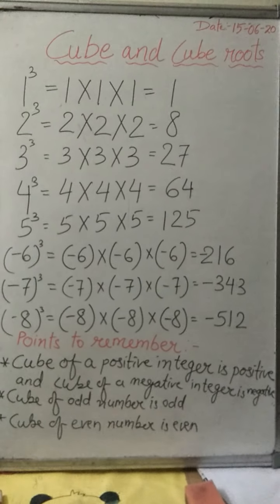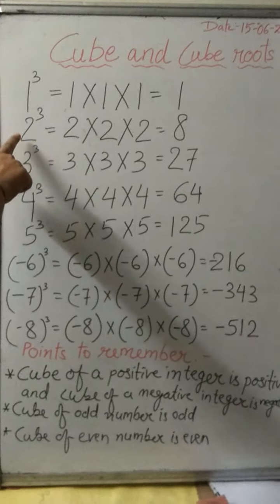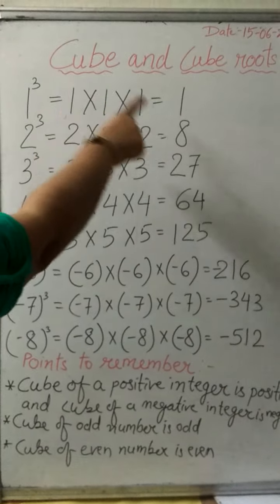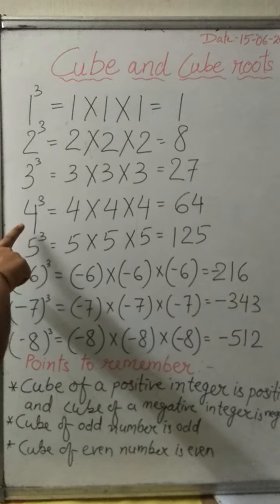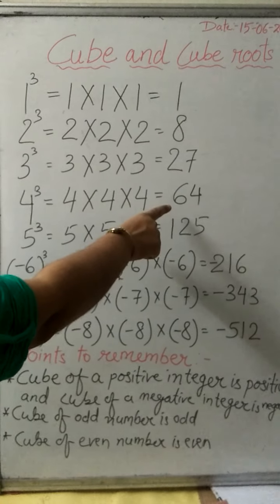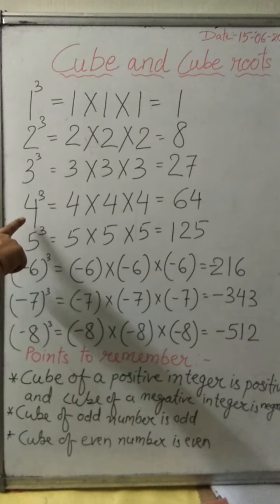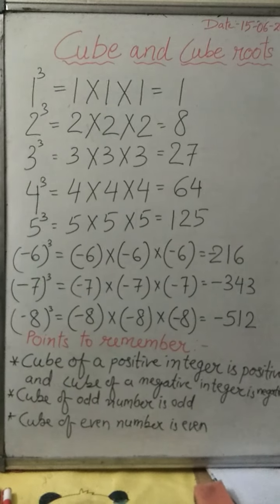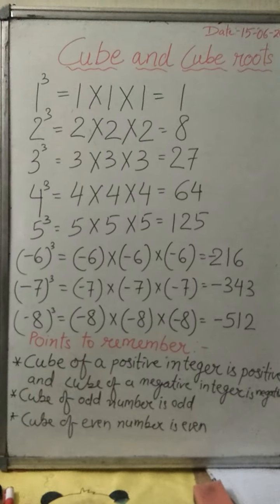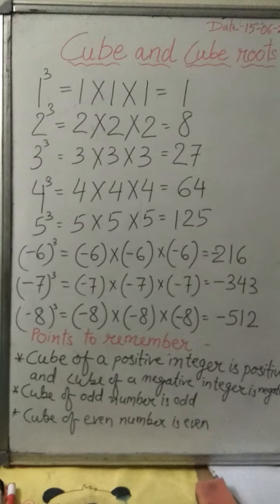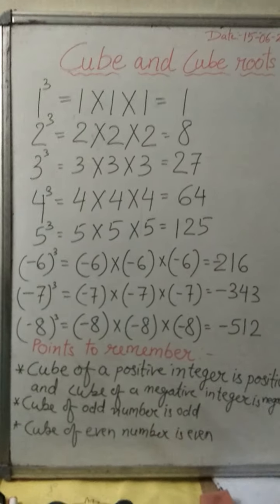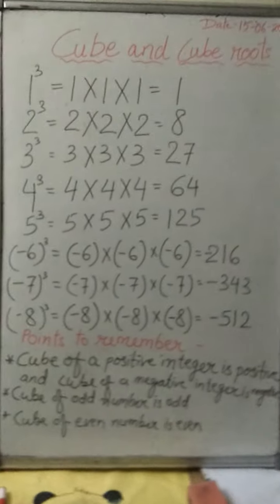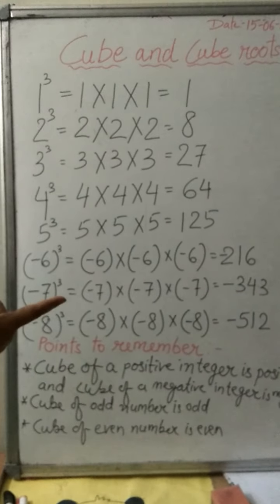Now observe for the even number 2. The cube of 2 is 8. 2 is an even number. 8 is also an even number. The cube of 4 is 64. That means 4 is an even number and 64 is also an even number. So point number 1 is that the cube of an odd number is odd. Second point, the cube of an even number is even.